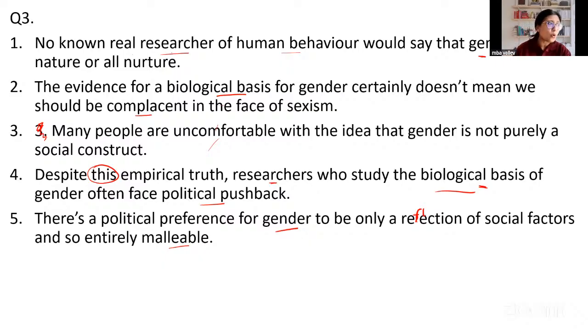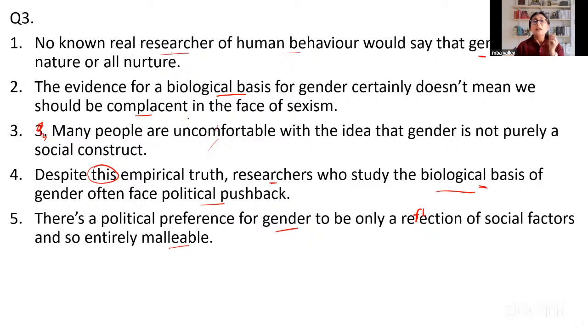Now, out of all these sentences, sentence number 1 introduces the debate. What is the debate? The debate is about gender being influenced by both biological and social factors. Sentence number 1 sets the tone for the paragraph. It addresses the complexity of gender.